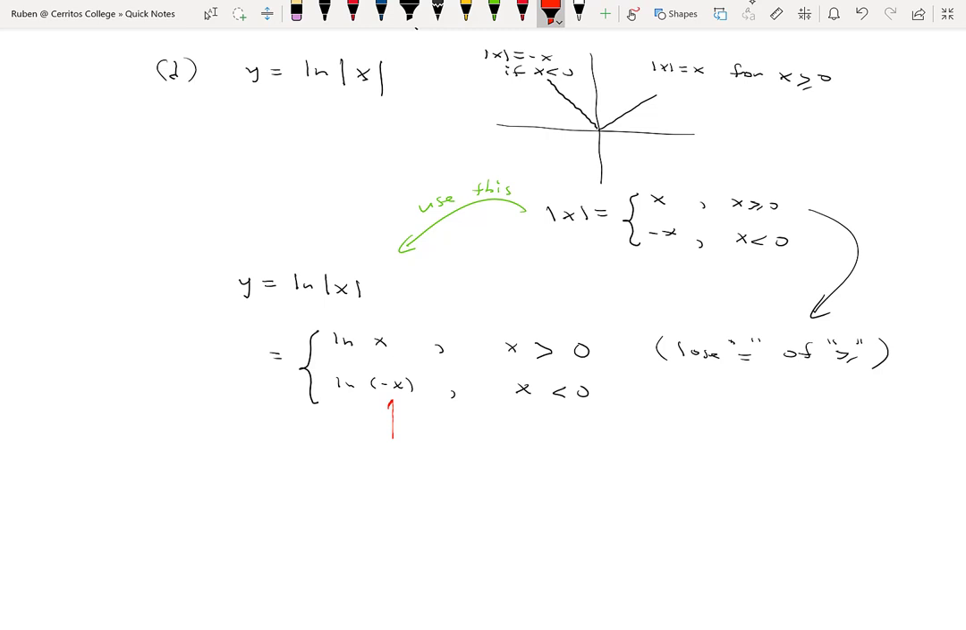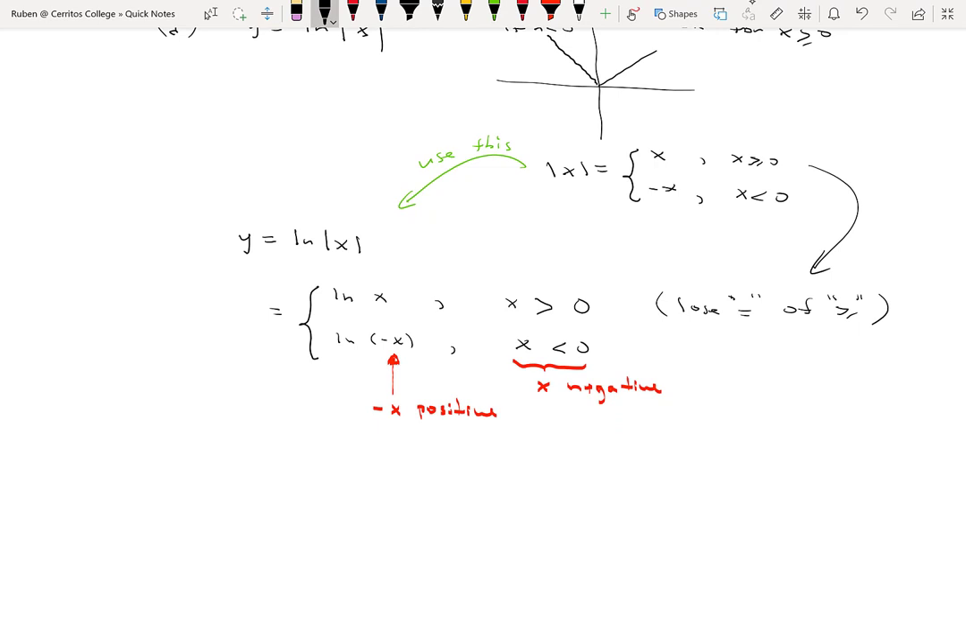Well, it is positive. Because what's x itself? X itself is negative. This says x is negative. If x is negative, the opposite of x is positive. And things are okay. Okay, so onward.